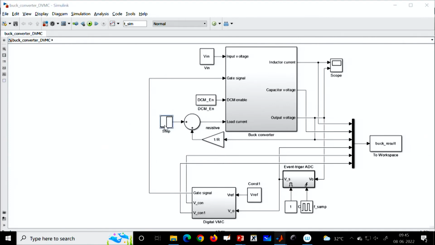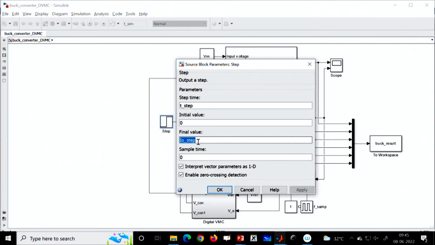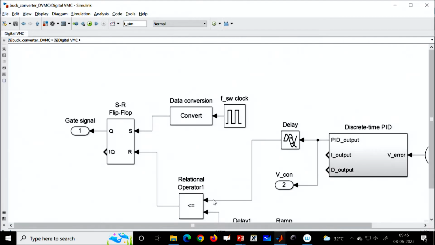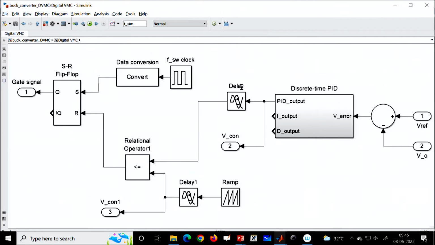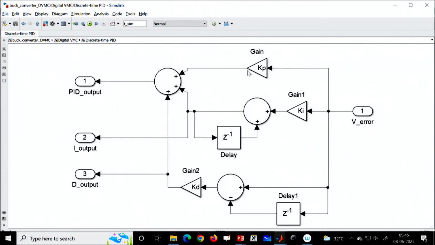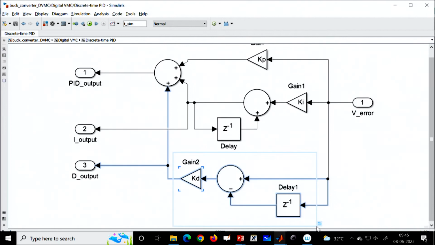Here we are applying a load step of 20 ampere, I0 step at T step time where we have applied the load. This is the digital voltage mode controller and we have explained why these delays are incorporated in lecture number 35 and 36. We have discussed in detail, and this is our discrete time PID controller.